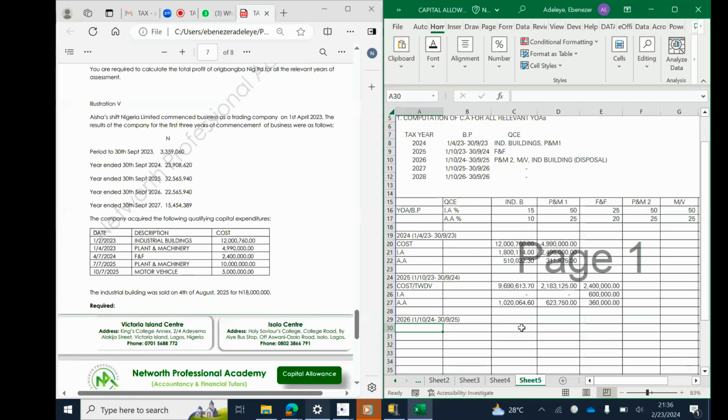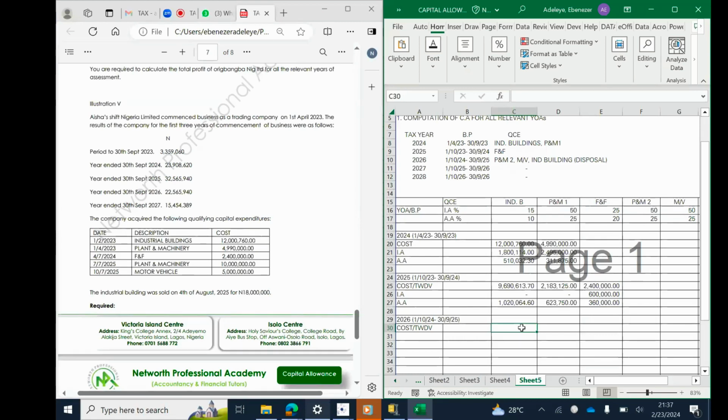Are we still going to have a cost? We have a cost because we have a new item being introduced, right? Plant and machinery and motor vehicles are being introduced in that particular year. We have cost, tax written down value. Is that clear? Yes, sir.